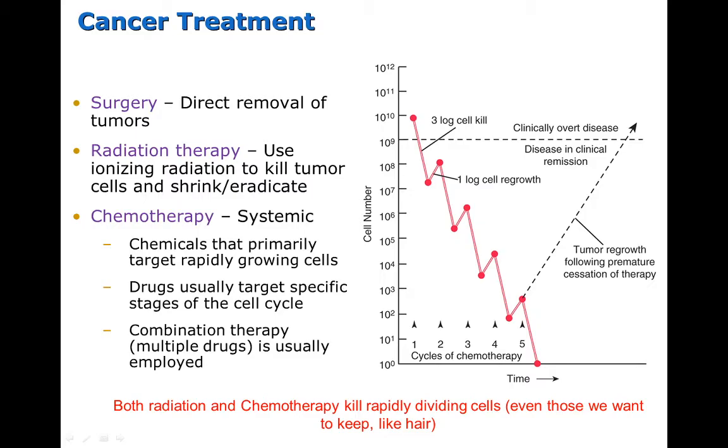Chemotherapy provides a systemic approach. So you can kind of see that direct surgery and radiation would be working more locally. Chemotherapy targets any rapidly growing cell in the body. The drugs that are used usually target a specific stage of the cell cycle, and multiple drugs are commonly used. Since both radiation and chemotherapy kill rapidly dividing cells, this explains why people lose their hair with these cancer treatments.